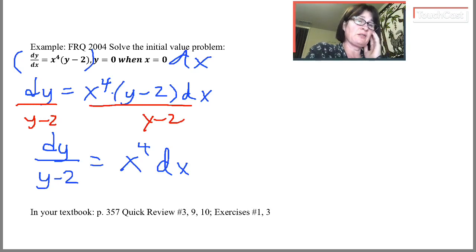So on the AP test, if this was the free response section, that would be worth 1 point because you've now separated the variables. Everything y on the left, everything x on the right. So I'm going to jump over to the whiteboard and start from here.